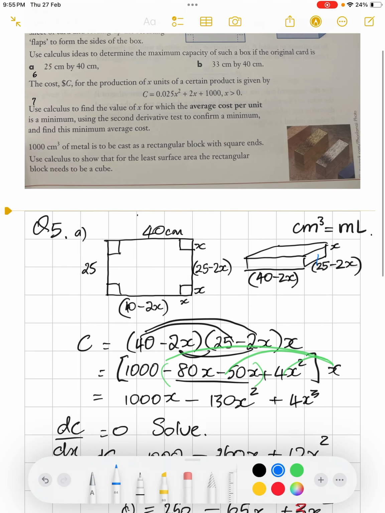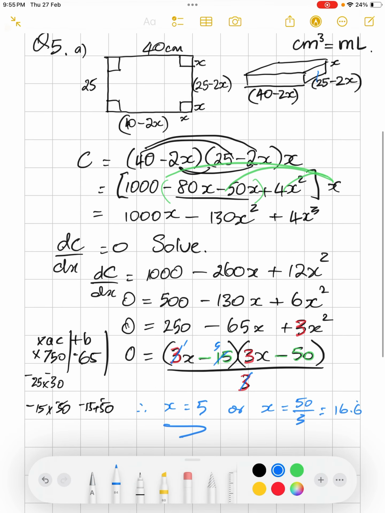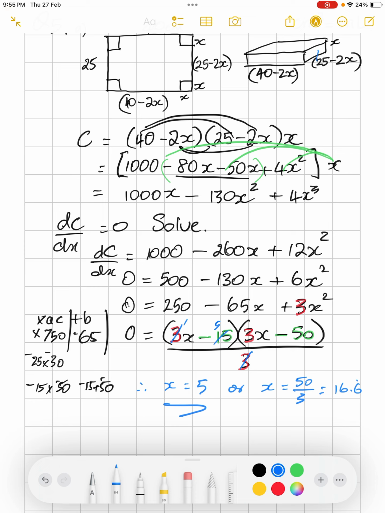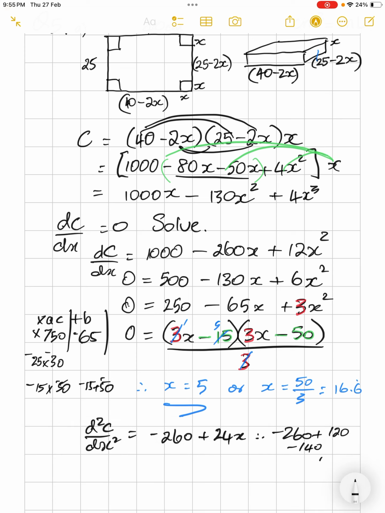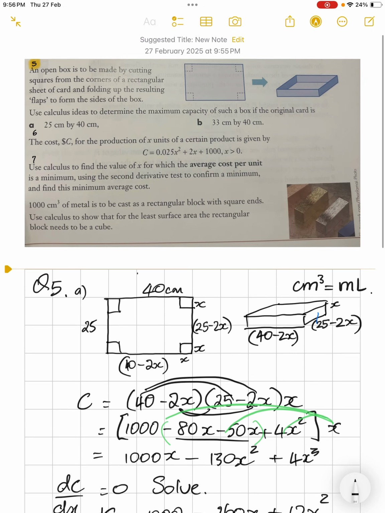We can test this into our second derivative just to see if it's going to be a maximum or a minimum. So d2C/dx squared will be negative 260 plus 24x. And if we put a 5 in there, it's negative 260 plus 5 times 24, which is 120, and we've got negative 140, which is negative. Therefore, it's going to be concave down, so it's a maximum at x equals 5. What was the question?